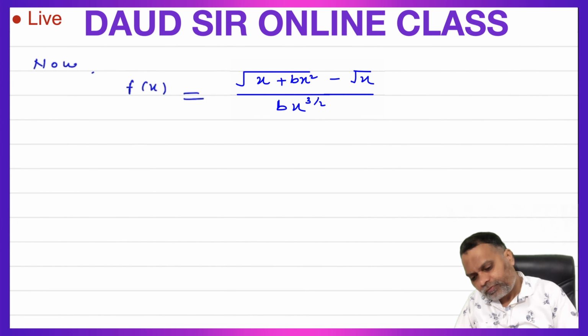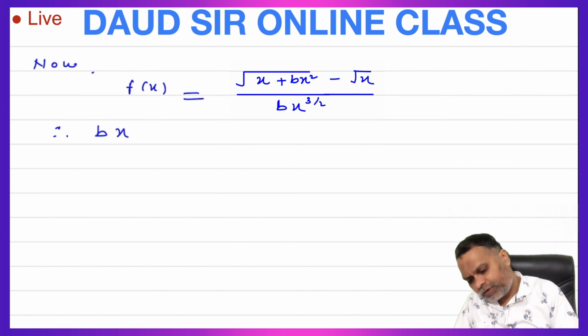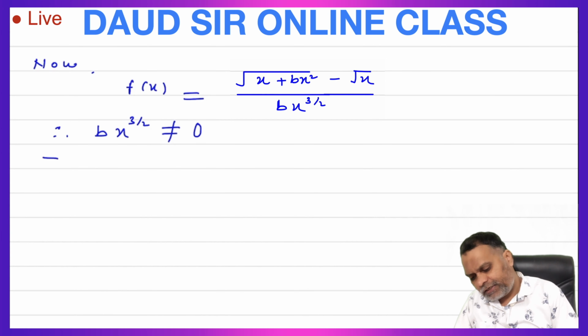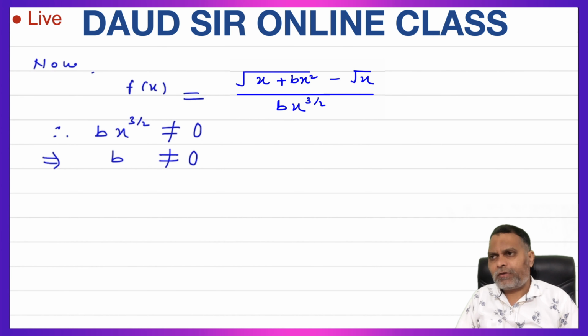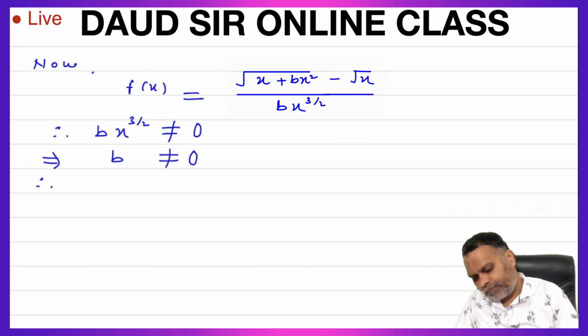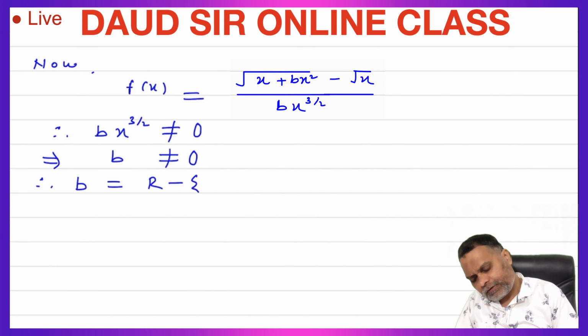Therefore bx raised to 3 upon 2 must not be equal to 0. That is, b should not be equal to 0. So we can take any value of this b, but it should not be equal to 0. Therefore b is equal to any real number minus 0.